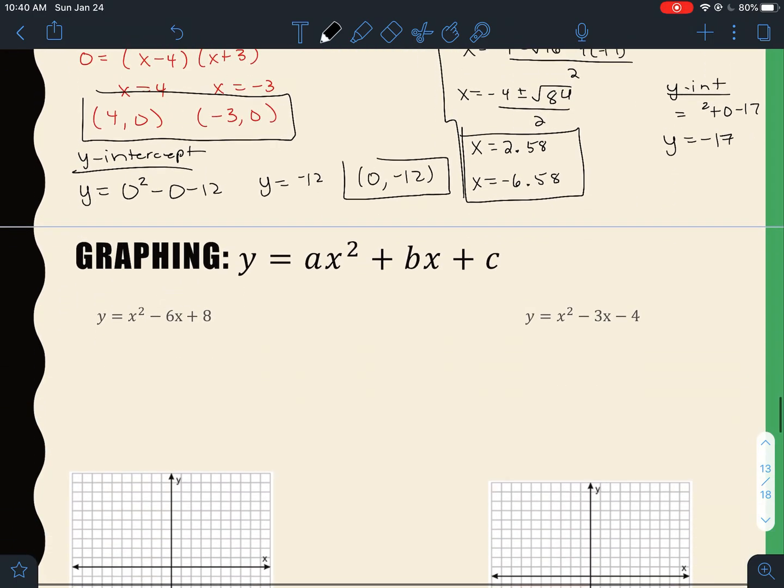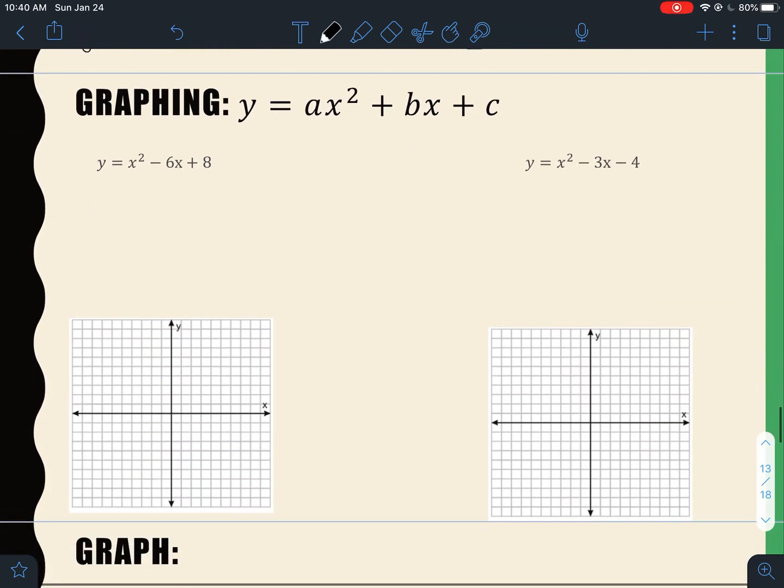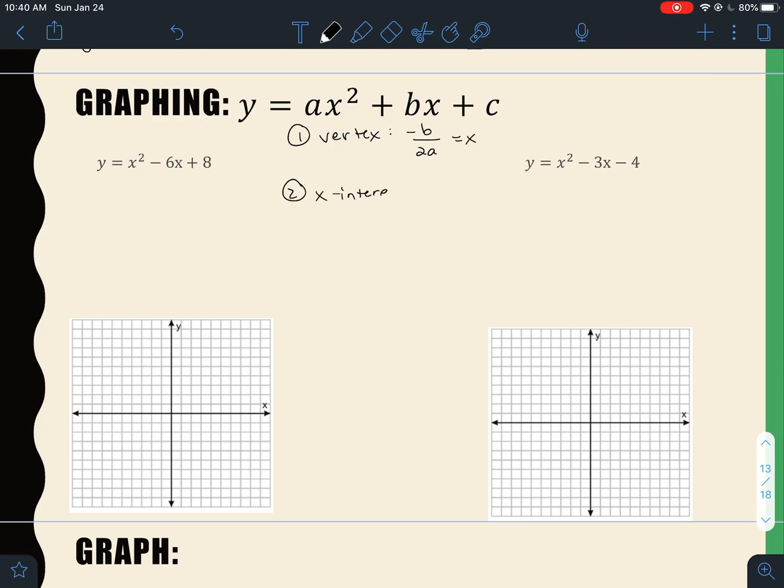All right. So now let's use all of that information to be able to graph parabolas in the form ax squared plus bx plus c. So step 1, you're going to find the vertex. And remember, to find the vertex, you use the opposite of b over 2a, which gives you the x-coordinate. And then you're going to plug that back in to find the y-coordinate. And then you find your x-intercepts by making y equal 0 and solving by either factoring or the quadratic formula. And then you find your y-intercept by letting x equal 0 and solving for y.